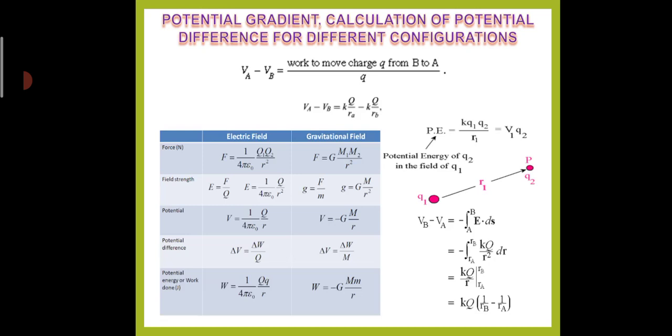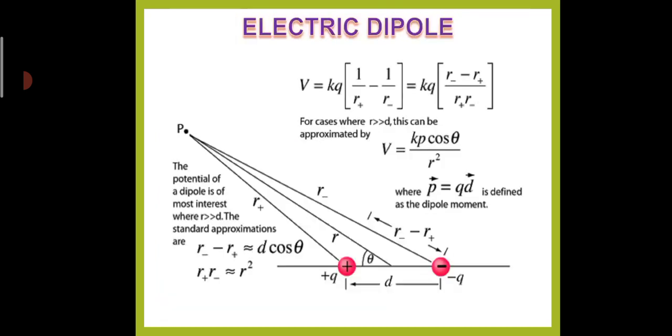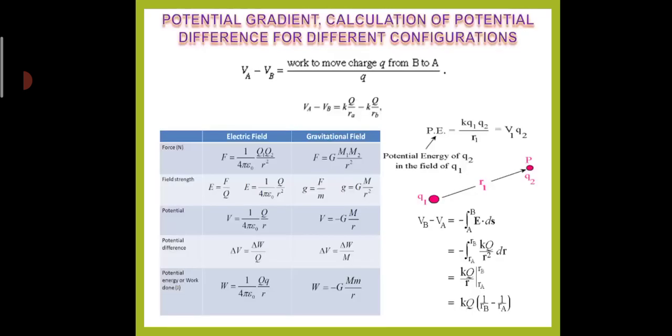And the potential difference in the electrical field is del V equal to del W by Q, in the gravitational field del V equal to del W by M. And the potential energy or work done in the electrical field is W equal to 1 upon 4 pi epsilon 0 into Q1 Q2 divided by R, and in the gravitational field it is minus G into small m into capital M divided by R. So these are the potential gradient calculations of potential difference for different configurations.